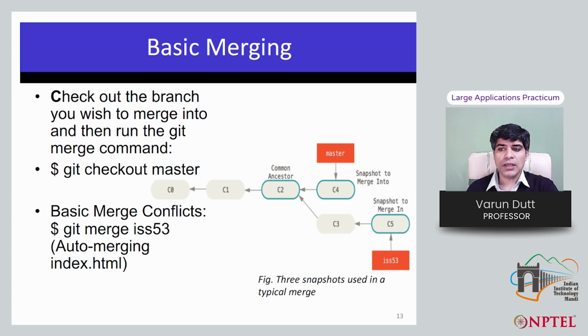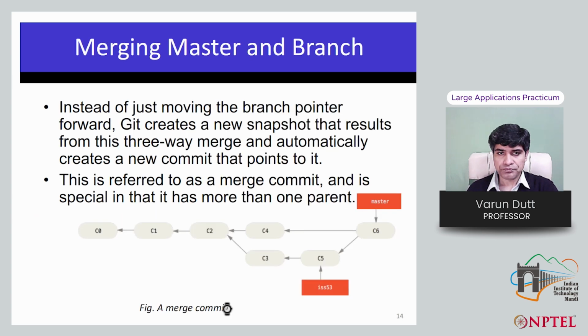If you want to merge this particular branch into the master, you will first go onto master by checking out master. And then you will do git merge ISS53. So sitting on the master, you will try to merge ISS53. And this is how it will happen.